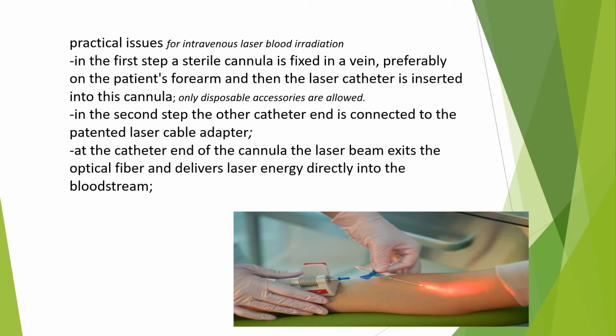Some practical uses for intravenous laser blood irradiation. In the first step, a sterile cannula is fixed in a vein, preferably on the patient's forearm, and then the laser catheter is inserted into the cannula. Only disposable accessories are allowed.